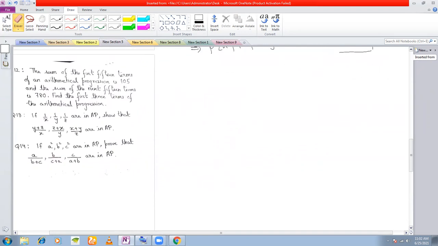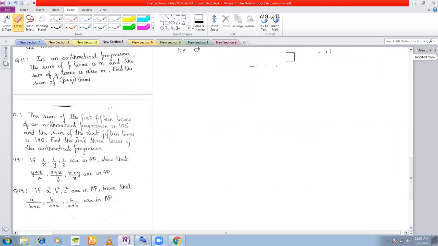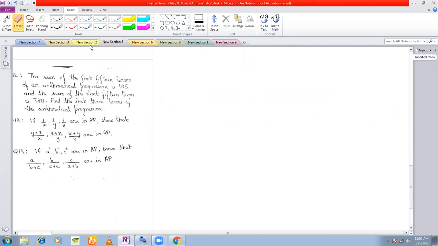Let's see the question. The sum of the first 15 terms of an AP is 105. That means what is given here? S15 is 105, the first 15 terms. And the sum of the next 15 terms. Next 15 terms means S15 plus the next 15 terms must be equal to the sum of the first 30 terms, isn't it?